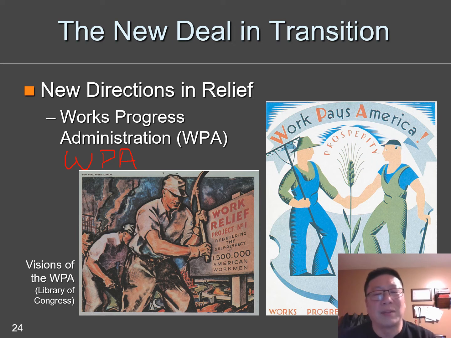So you think about how much of a waste it would be to have an artist building a post office building, or a painter building a road. And so what they did is they hired writers to go out and, for instance, interview people during the Depression. So a lot of the oral history we have comes from those interviews. They hired painters to paint these murals.